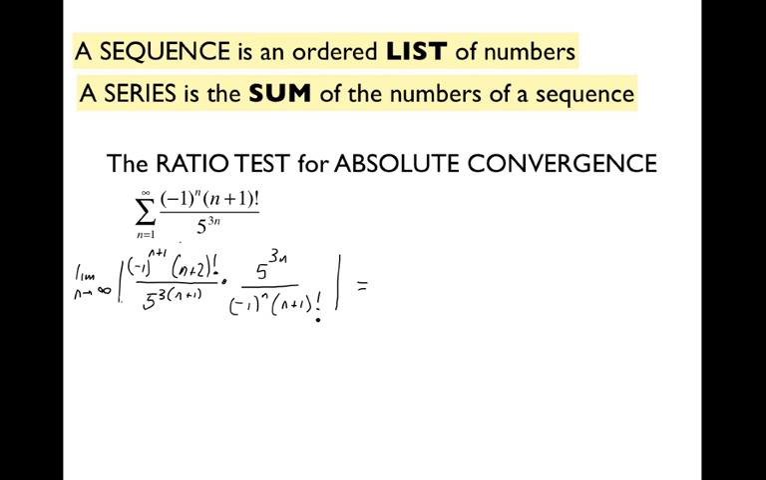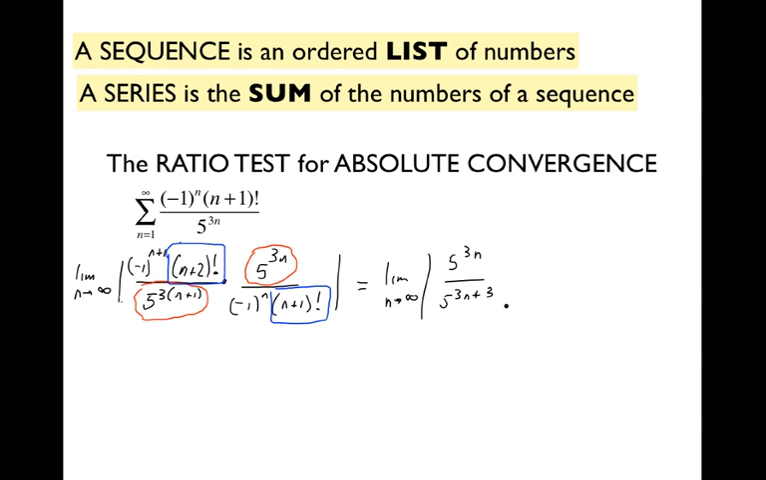Okay, now we're going to gather the like things together, and then you just have to know your factorials and exponents. Gather those together. And then the next step is where we see students have lots of trouble. So you just have to really know what exponents mean. So I've got 5 to the 3n over 5 to the 3n plus 3.